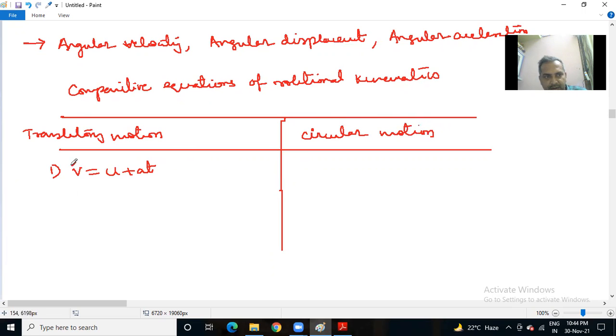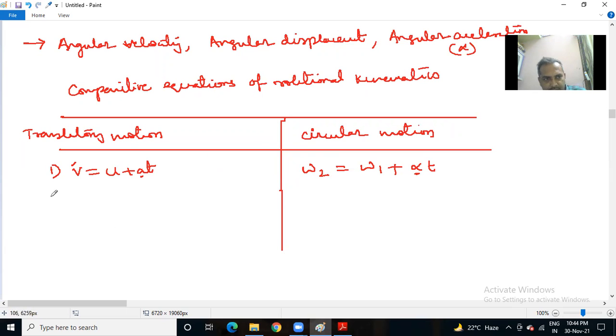So this is final velocity, let us call it final angular velocity. This is initial linear velocity, now initial angular velocity. Acceleration is to be replaced with alpha, which is angular acceleration.